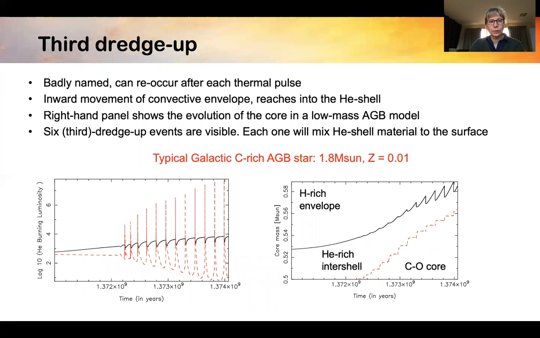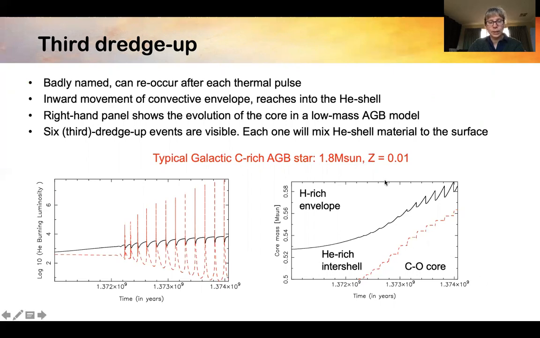Okay, so what are the consequences of third dredge-up? Well, as I mentioned, it's badly named. It can occur after each thermal pulse. This inward movement of convection reaches a region that has experienced partial or maybe complete helium burning. That means we're mixing, and what is the main product? That's carbon-12. So we're mixing carbon that's been made from the hydrogen and helium initially present. So it's fresh carbon. This is not carbon the star was born with. So each third dredge-up mixing event will mix fresh carbon from the helium shell into the stellar envelope.